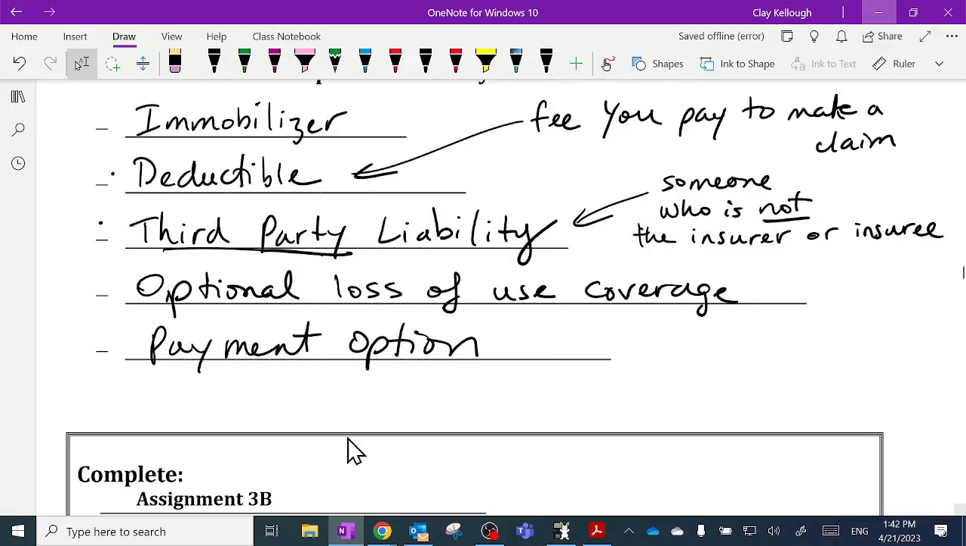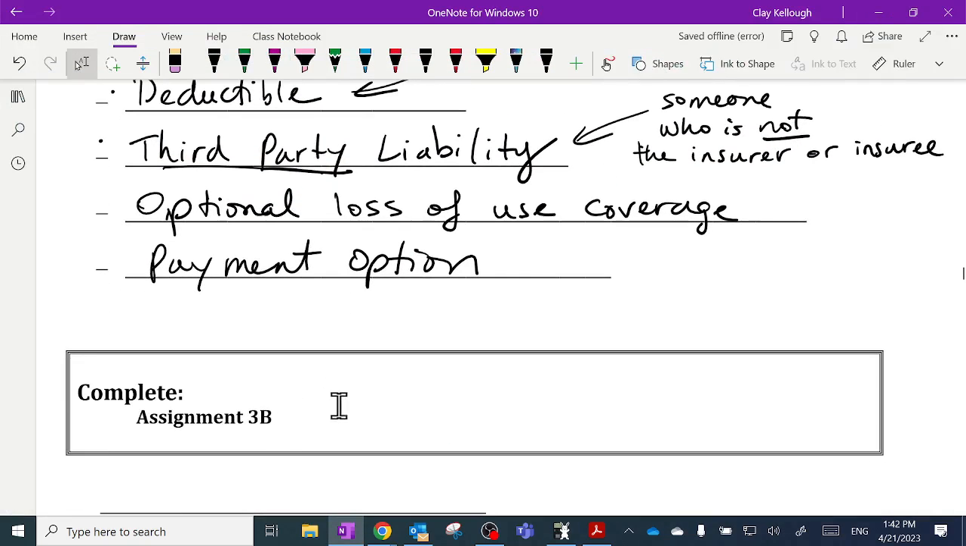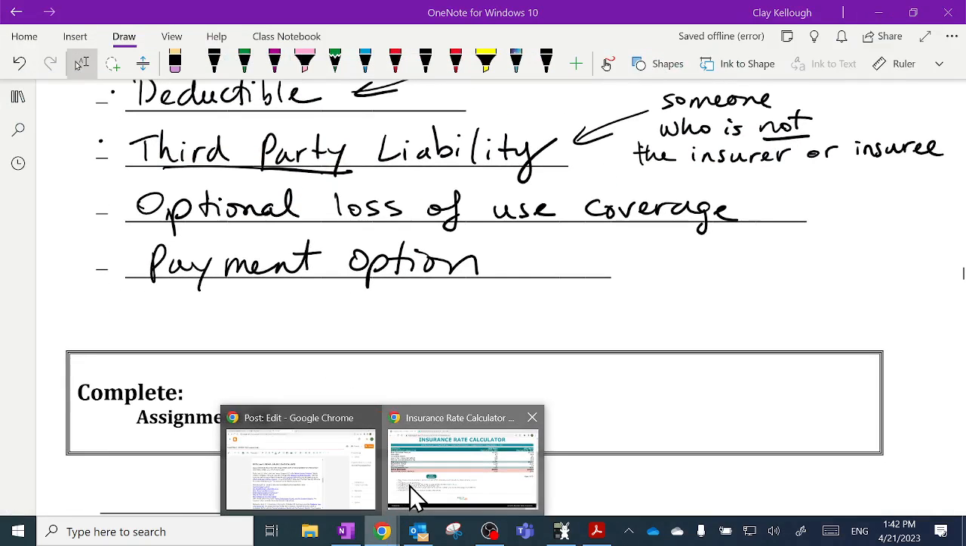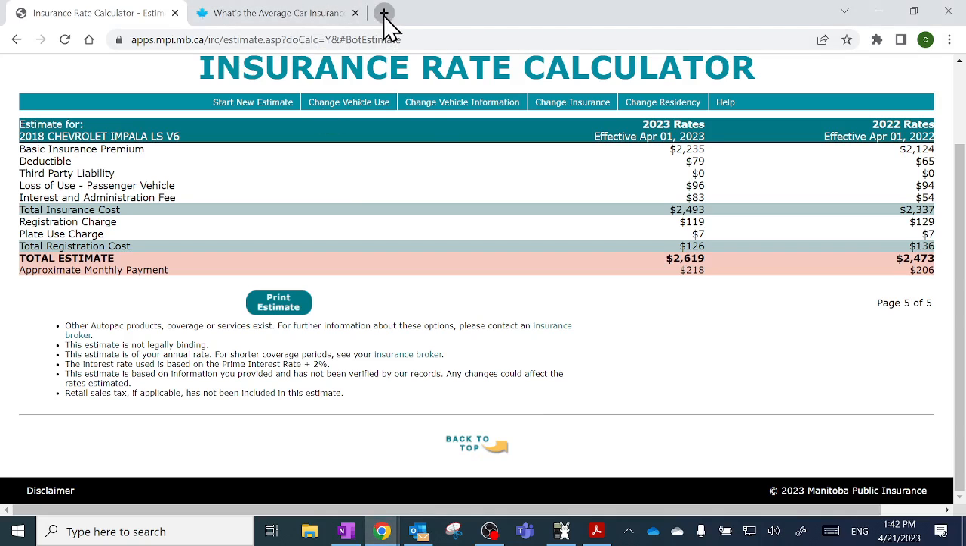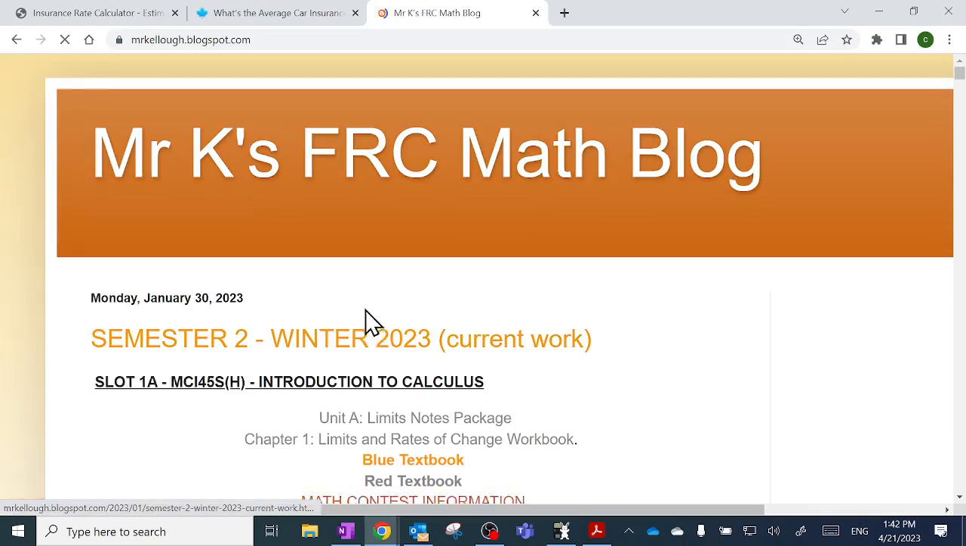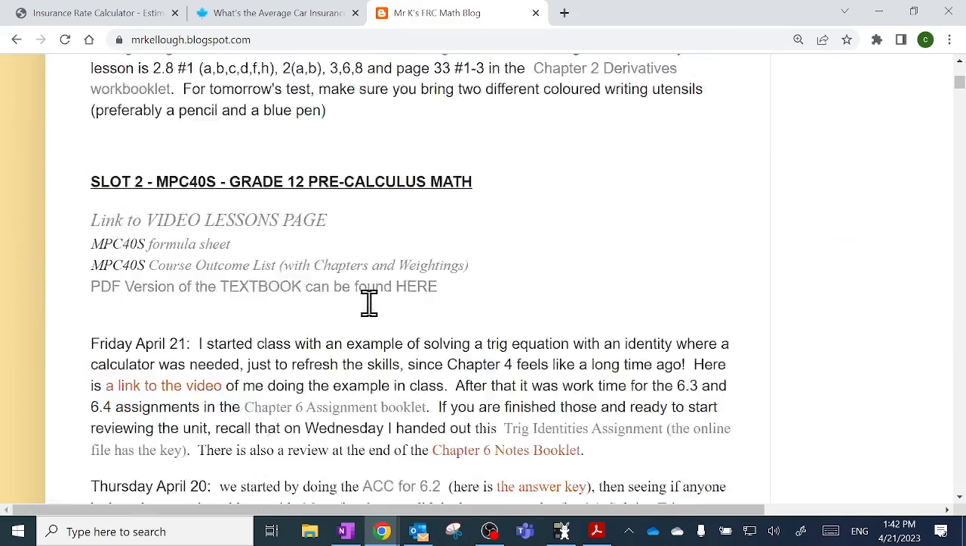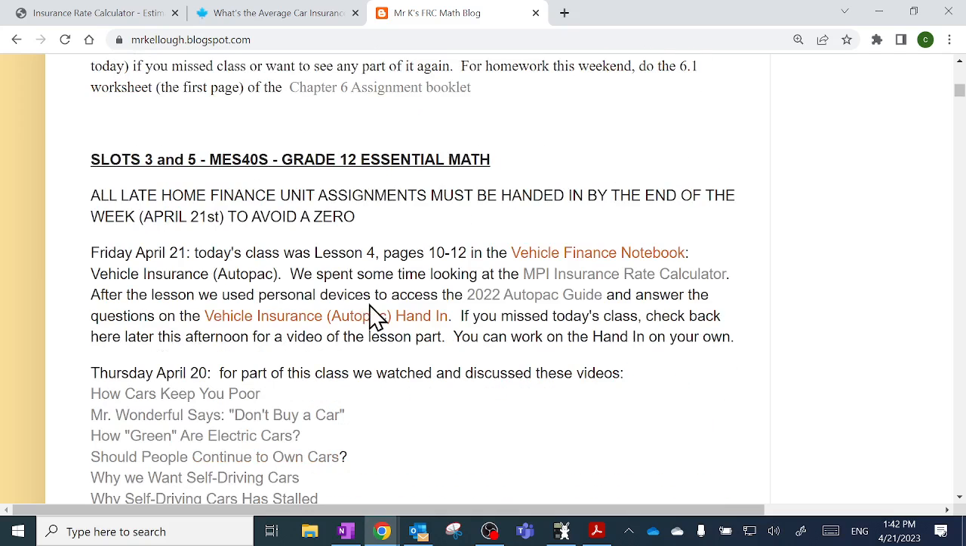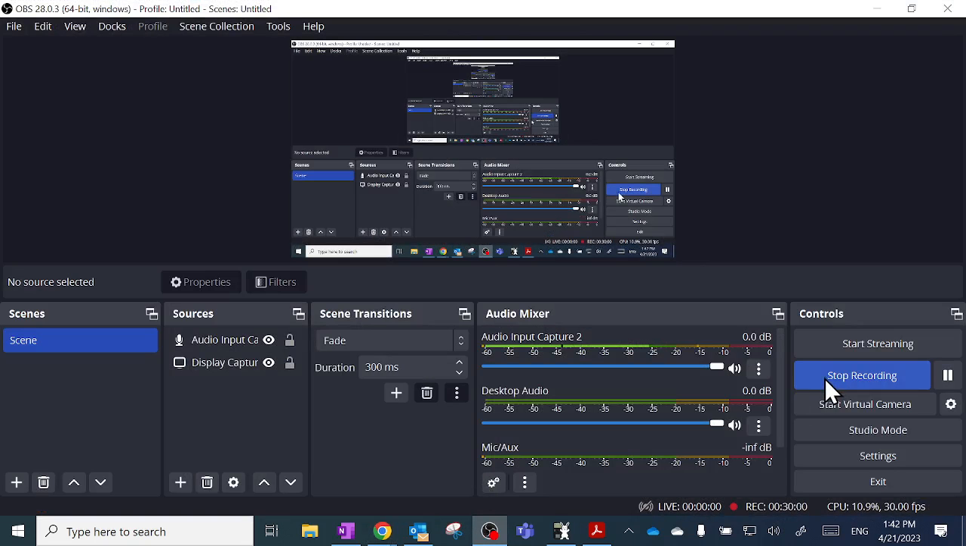You can now work on assignment 3B, and for that, you're going to go to my blog. Hang on, let me just open the blog. Actually you don't even need to go to the blog. You could Google this. But if you go to my blog, I put a link on the blog, and you are going to go to the 2022 Autopac Guide and answer questions on the worksheet I'm about to hand out. So that's what you have the rest of class today to do.